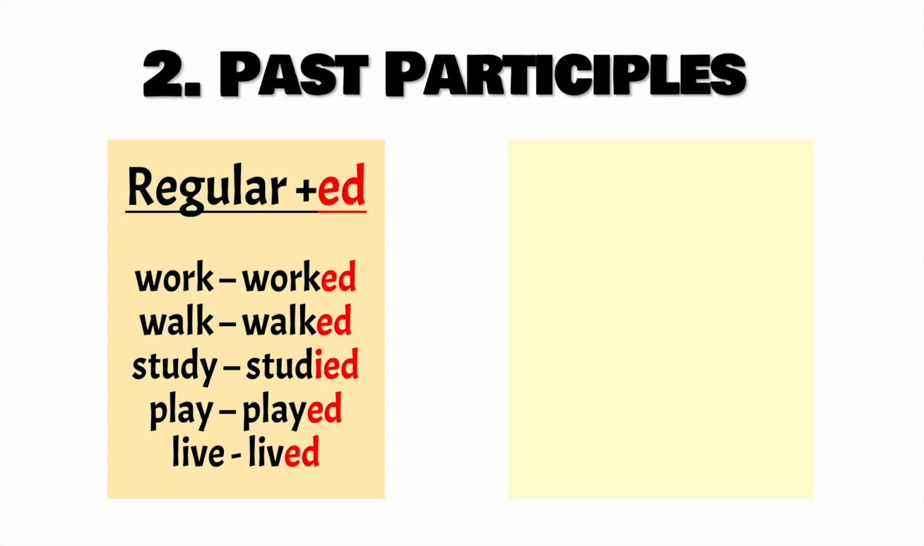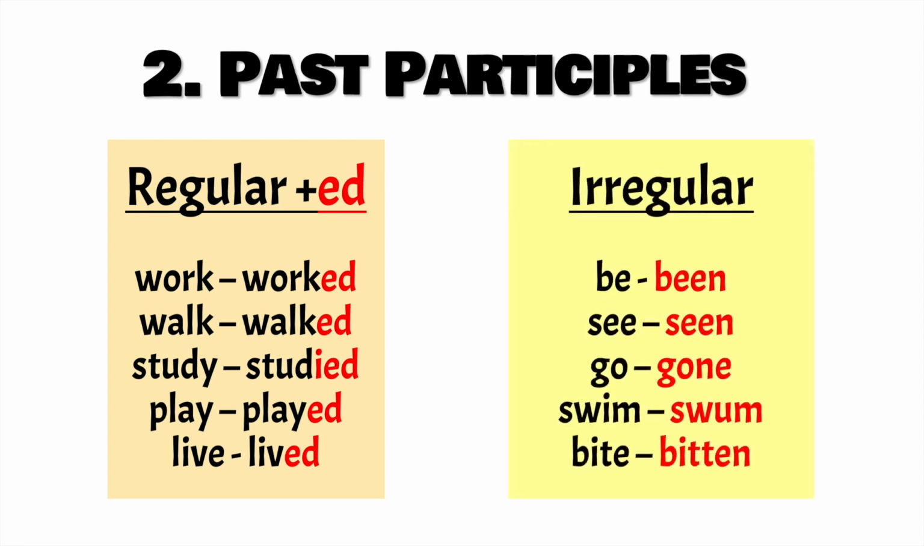So instead, if we look at the irregular ones, you have to learn them. Here I listed just a few of them. Be, been. See, seen. Go, gone. Swim, swum. Bite, bitten. So I try to give you a variety of them so that you have a picture of how they can change.